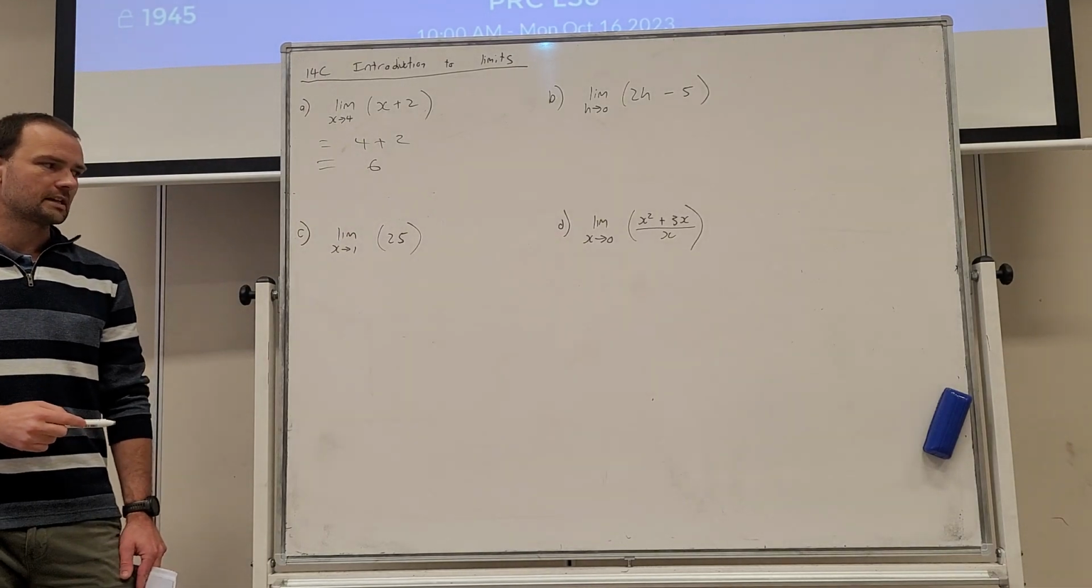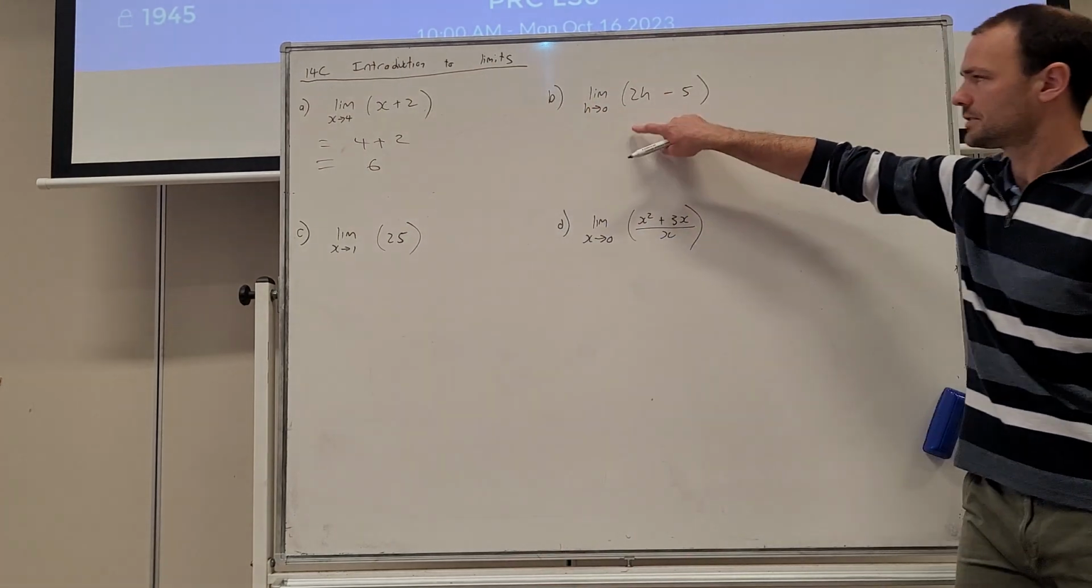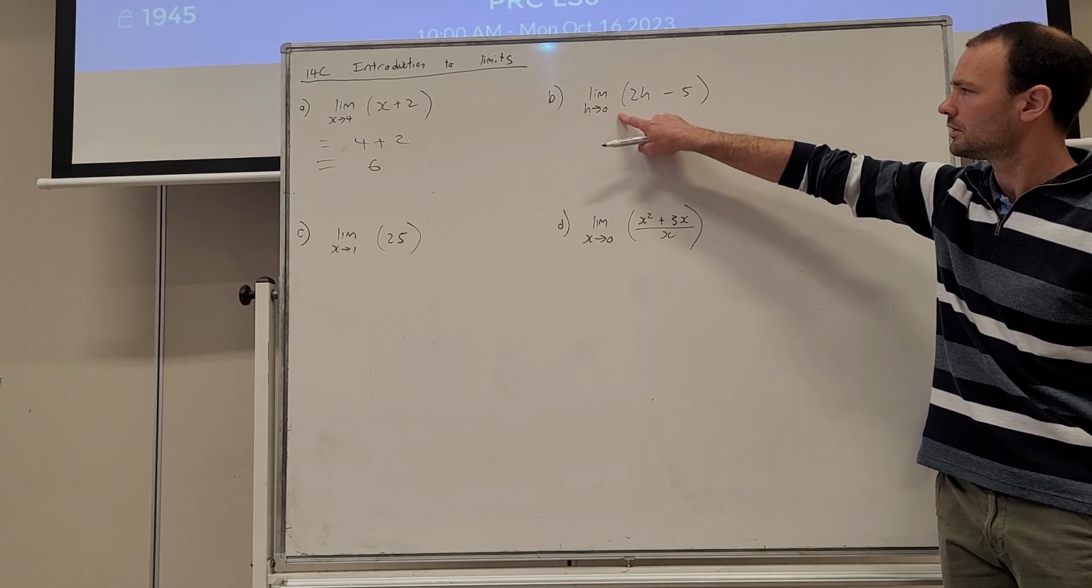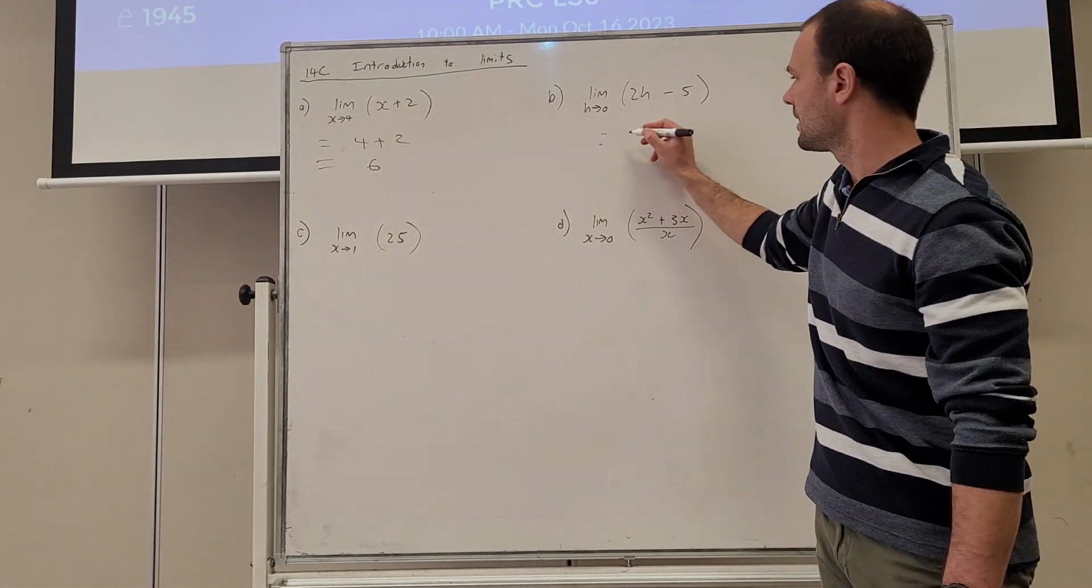Okay, so you can see B will be pretty straightforward. We've got the limit as h approaches 0 of 2h take 5. So if h is approaching 0, then we're going to have 2 times 0 take 5. It approaches minus 5.